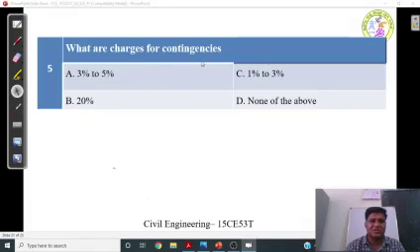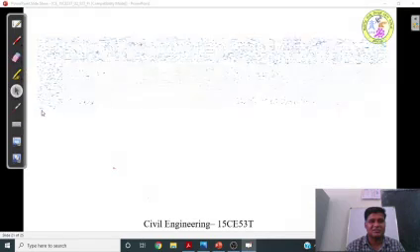What are charges for contingencies? Usually the contingency charges will be either A 3 to 5%, B 20%, C 1 to 3%, D none of them. It will be 3 to 5%. These are called incidental expenses.